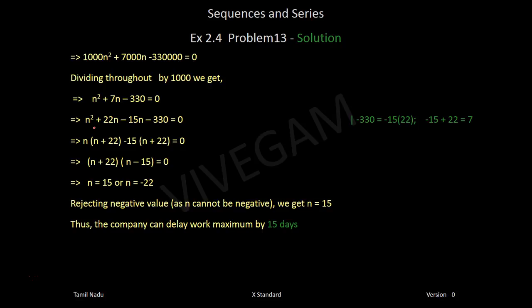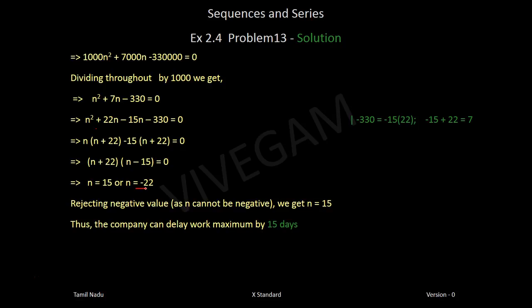Then you can take n commonly out here, so it will become n into n plus 22, and you have to get the same n here. So you have to take minus 15 out of this. When you take minus 15, you will get n, and this will become 22. So n plus 22 can be taken out, and it will become n minus 15 equal to 0. Either this is 0 or this is 0. So we will get n equal to 15 or n equal to minus 22.